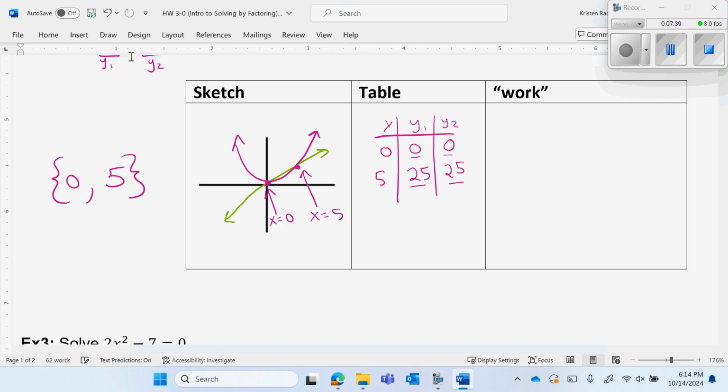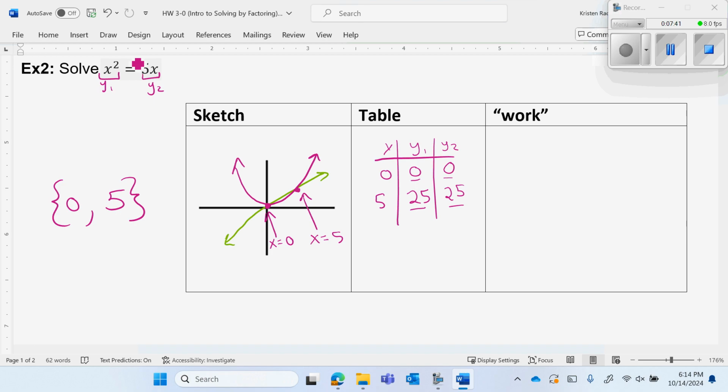Now, how to do this algebraically? When you have an equation, you do want to set it equal to 0. So I'm going to subtract 5x from both sides. And the reason I'm not bringing the x squared over is you want to keep the x squared positive. The term with your largest exponent, what we call our leading term, should be positive. And the reason for that is that it's easier to factor with a positive leading coefficient.